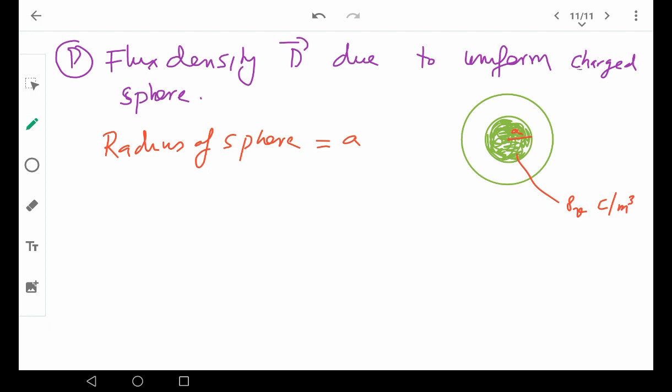Now I want to find out the electric flux density at a point D, and you can draw a radius from the center of the uniformly charged sphere as R. If the point is outside the sphere, you can say that R greater than A, for a point outside the sphere, right?